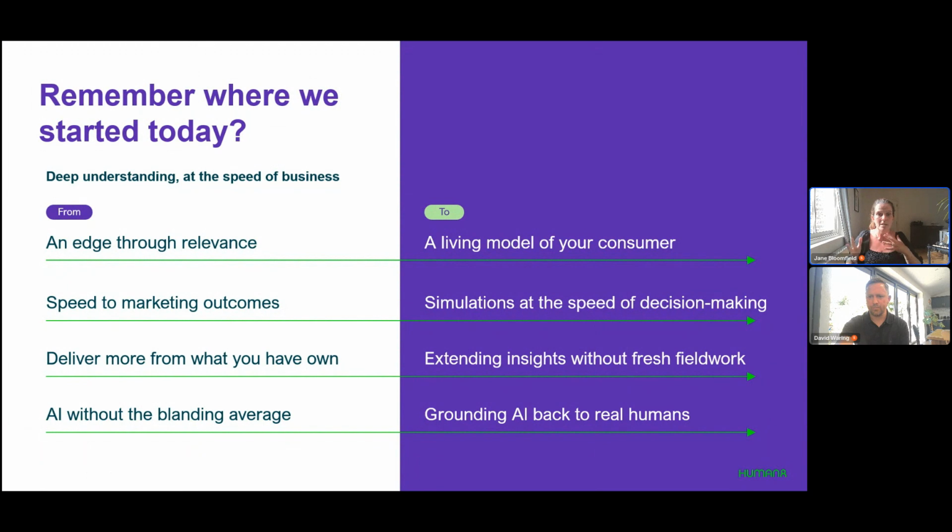You know, David demonstrated that through a coffee example. There was a lot of coffee in the presentation today, showing how you could talk to those twins in real time. So they are a living model of your consumer, and they work at the level of individual people. As we said, they're not averages.